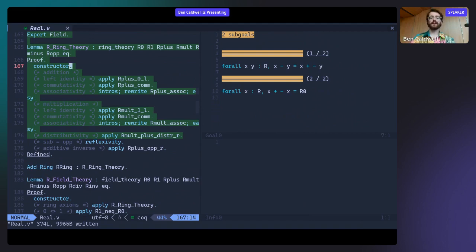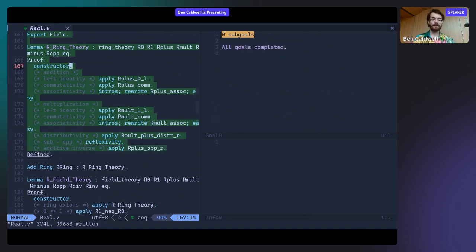We're just throwing in reflexivity here because this can be proved immediately by how we defined addition or subtraction to just be plus the op. But that's important for this to actually work out. And then we have the additive inverse, right? So we can have a right additive inverse. And we've now defined a ring theory.